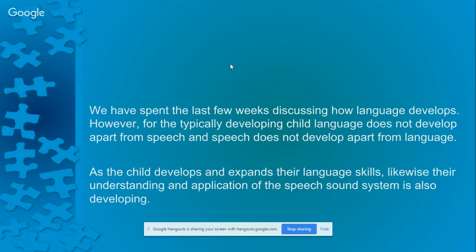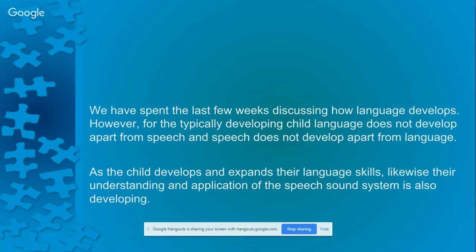So we've talked a little bit about how language is beginning to develop in the baby as they go from birth to 1 year old to their second birthday and starting to move beyond. We've talked about how cognition plays a part in the development of language. But we need to take a minute to step back and talk about this other component of communication, which is speech. Speech is the oral expression of language. And language doesn't develop independent from speech, nor does speech develop independently from language. They develop together.